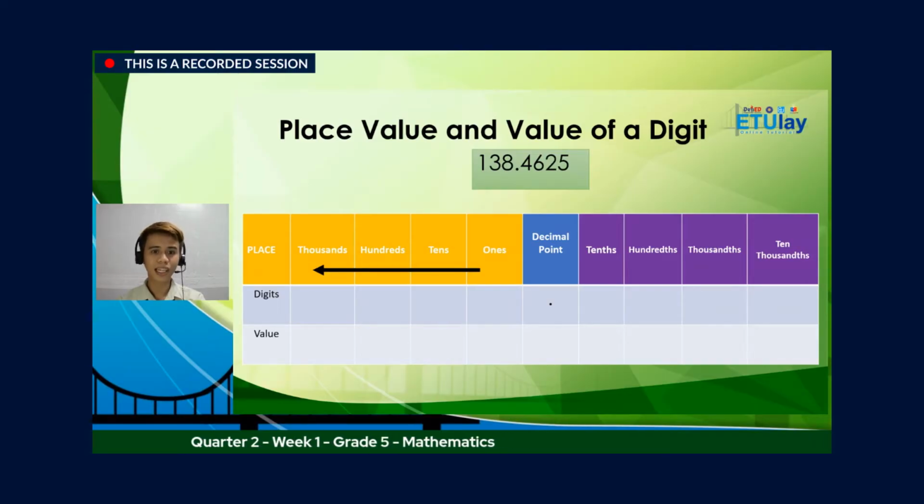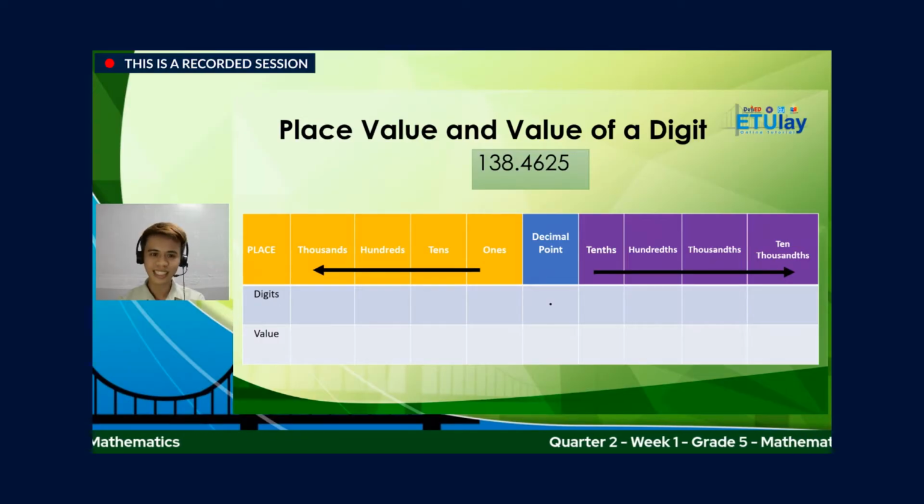On the other hand, para ma-identify natin ang place ng mga numbers na nasa right portion ng ating decimal point, we'll start from the decimal point going to the right. So we'll start from tenths, and then hundredths, and then thousandths, and then ten-thousandths.